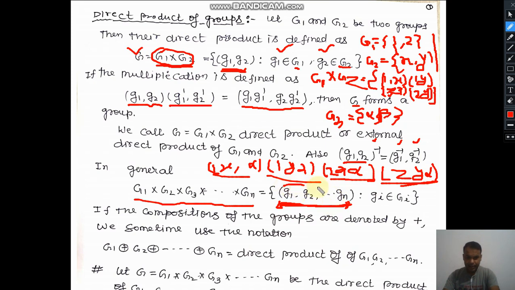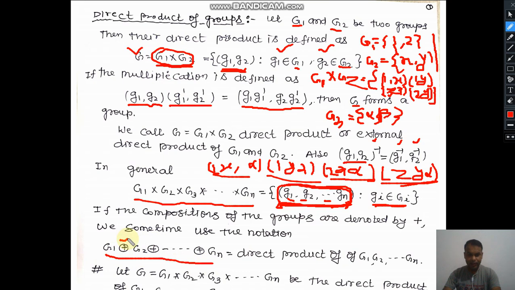It means this is the single element which is represented by this ordered pair, and these single elements are generated by these n sub-elements, and these sub-elements belong to the groups. So g1 belongs to the first group G1, g2 belongs to the second group G2 and so on. If the composition in these groups G1, G2 and so on is addition, then you will write the external direct product of these groups by using this symbol.